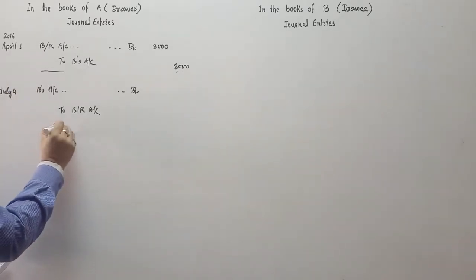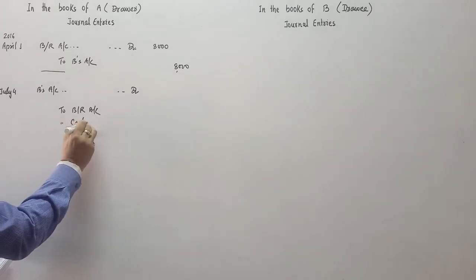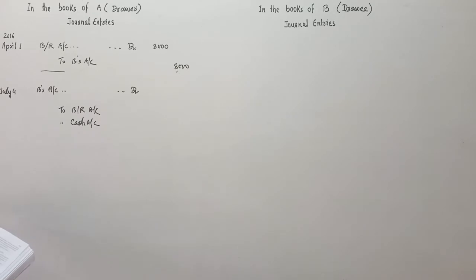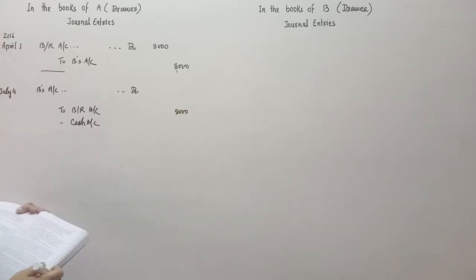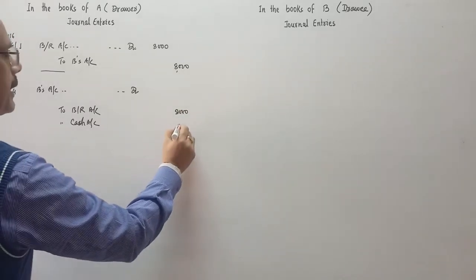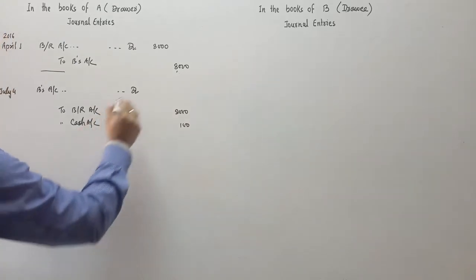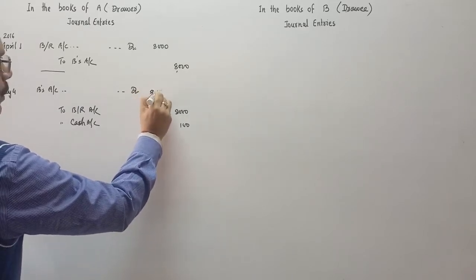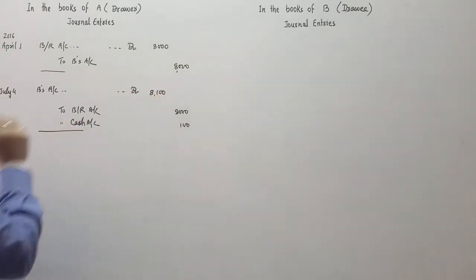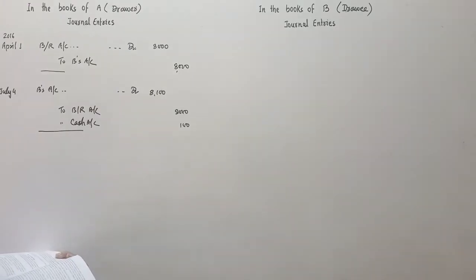And here the noting charges are paid, so cash account for noting charges. The amount of the bill is 8,000 and noting charges are 100 rupees, so it is 8,100. So narration will be: being bill dishonored and noting charges rupees 100 paid. Is it clear? Narration is very simple.